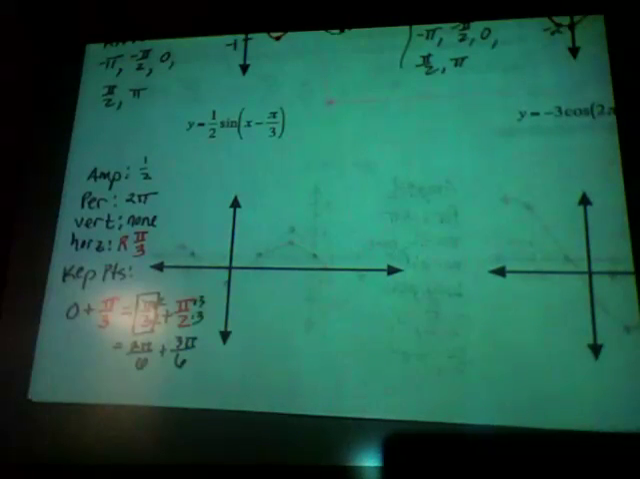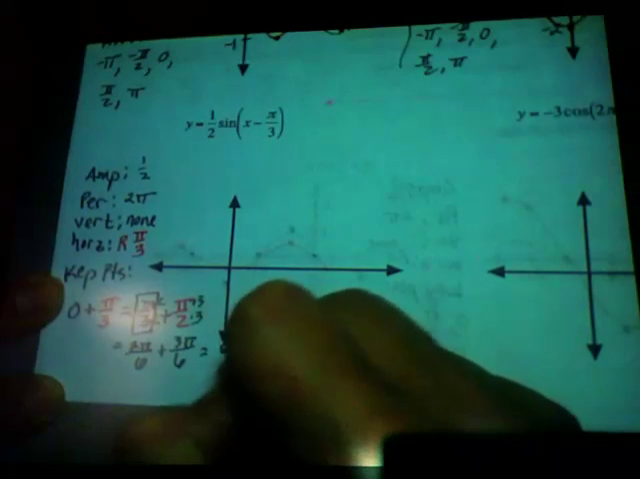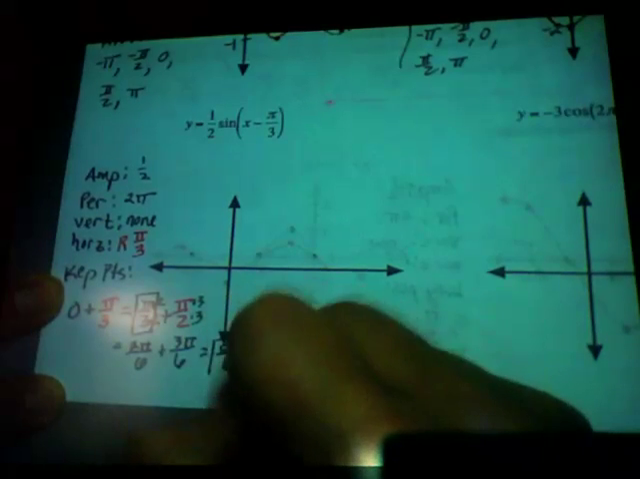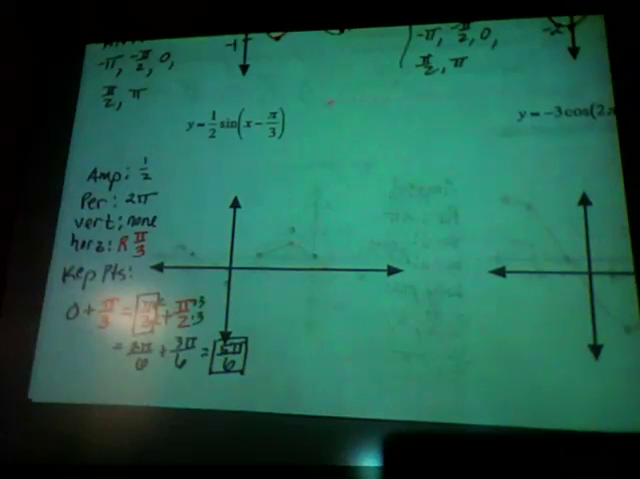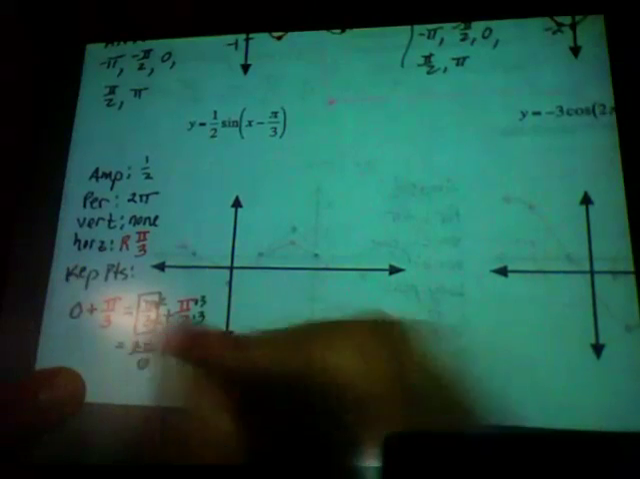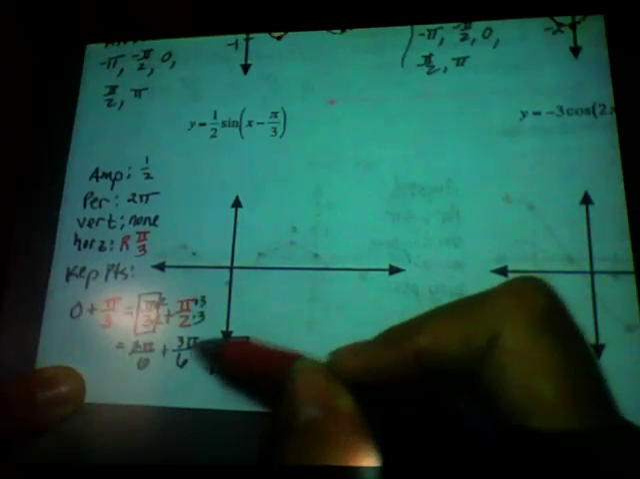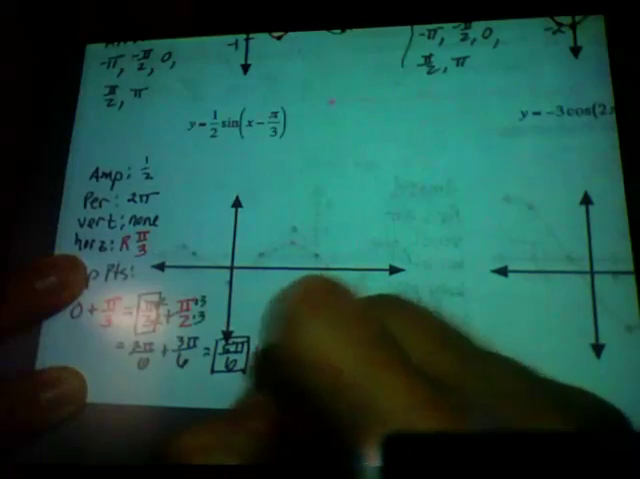Yeah, definitely. So that gives me how many pi's over 6? So that gives me 5 pi over 6. So there's my second key point. Then I'm going to add to that a half a pi. Well, don't we know that the half a pi, pi over 2, is 3 pi over 6? So I'm just going to add 3 pi over 6.